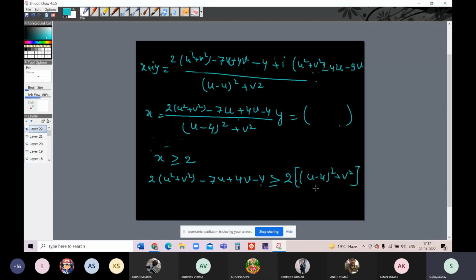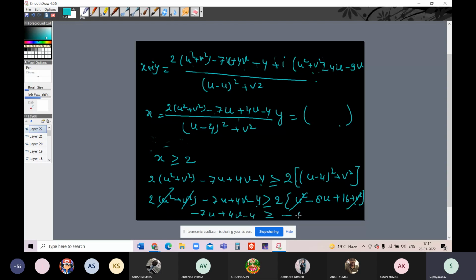Now solving it, the right hand side will give us u² − 8u + 16 + v², and 2(u² + v²). So 2u² cancels, v² is also cancelled, −7u + 4v − 4. Okay, so we will get 7u + 4v − 4 is greater than or equal to −16u + 16.